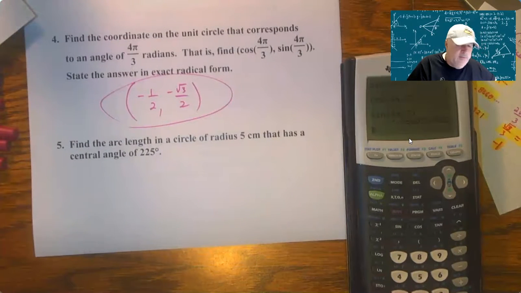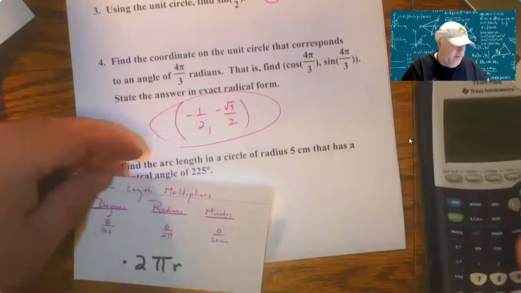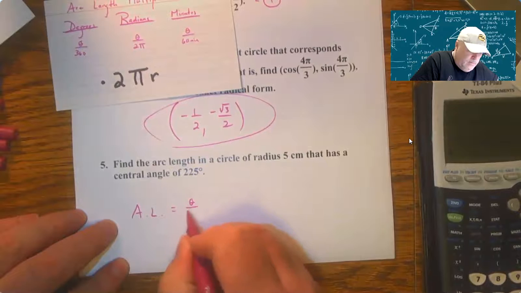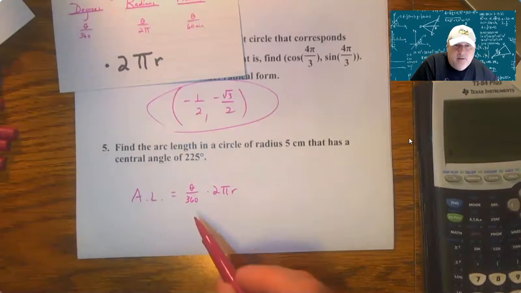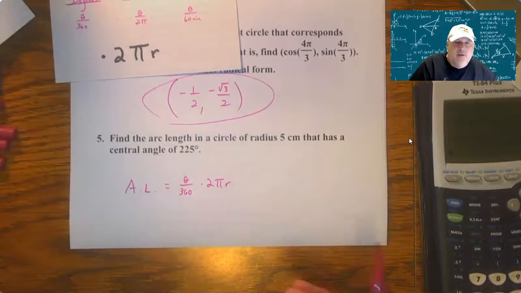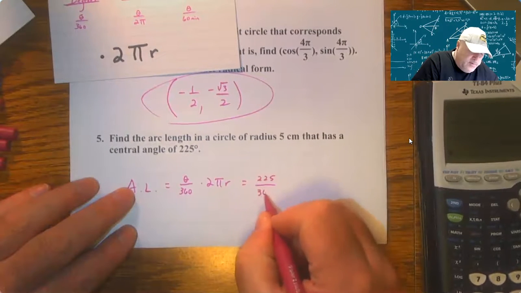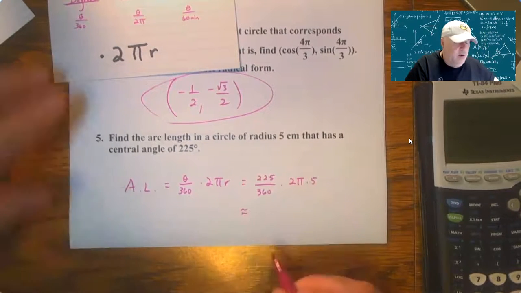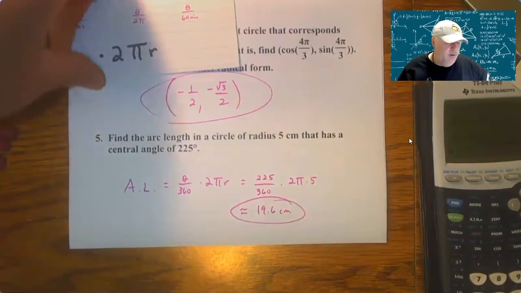All right, so 5 is the arc length with the multiplier of theta over 360. Why theta over 360? Because this is given in degrees. So the units have to line up. So 225 over 360 times 2 times pi times 5. What does that all reduce to? 19.6 centimeters when you crunch it all out.